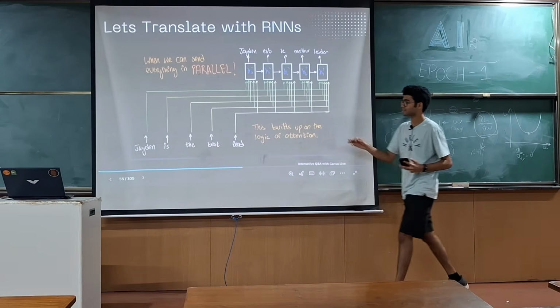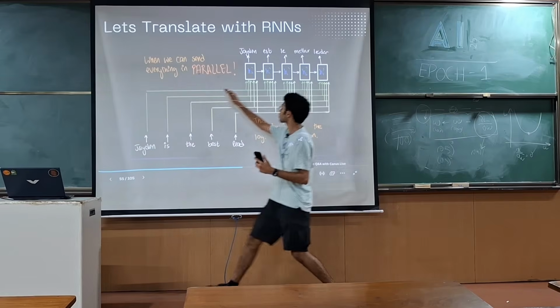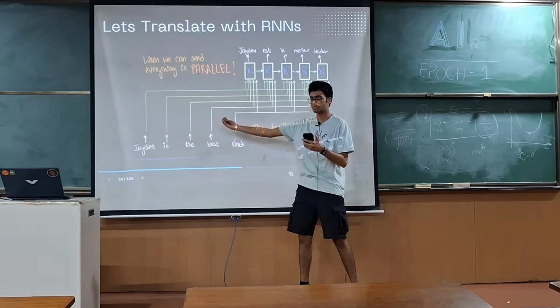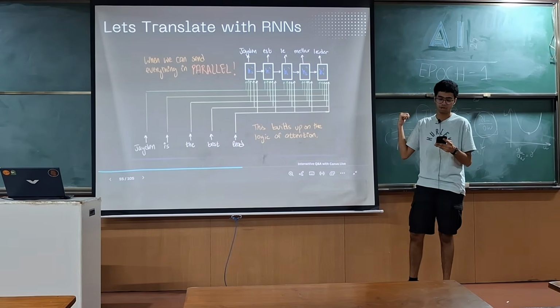So this is just an intuition, where my logic here is, okay, I know how this word is correlated to all these words. I know how each word is correlated to the other words. I don't need an input encoder RNN. I can send everything in parallel. How we correlate them is something I will talk about with you.